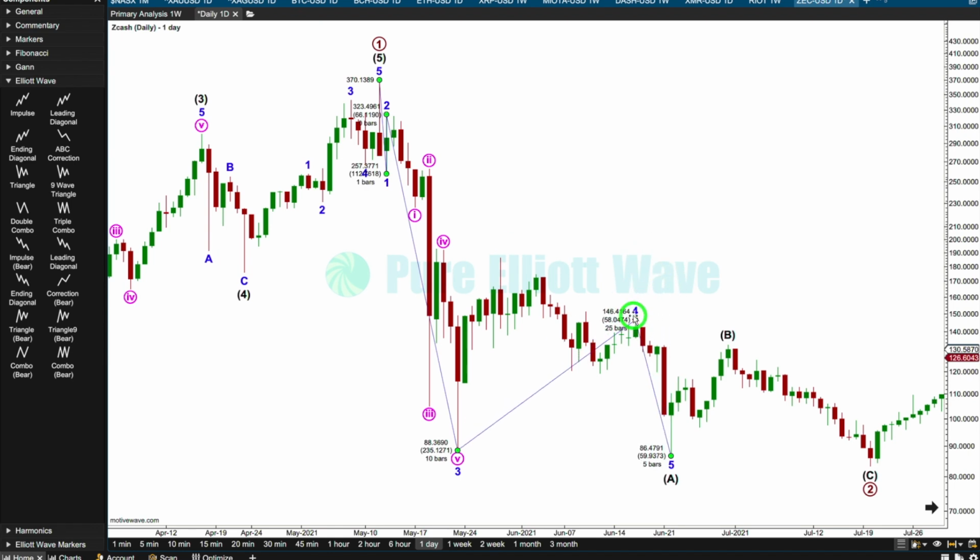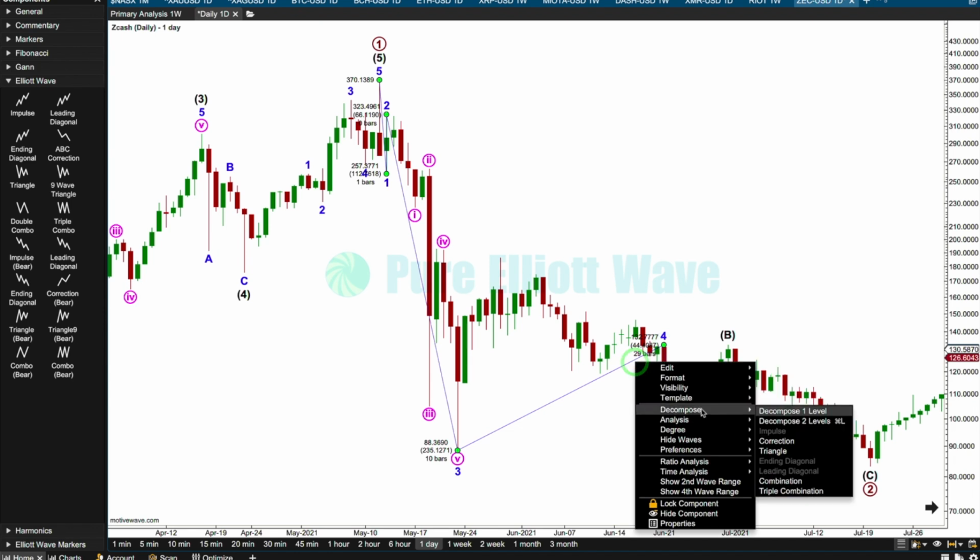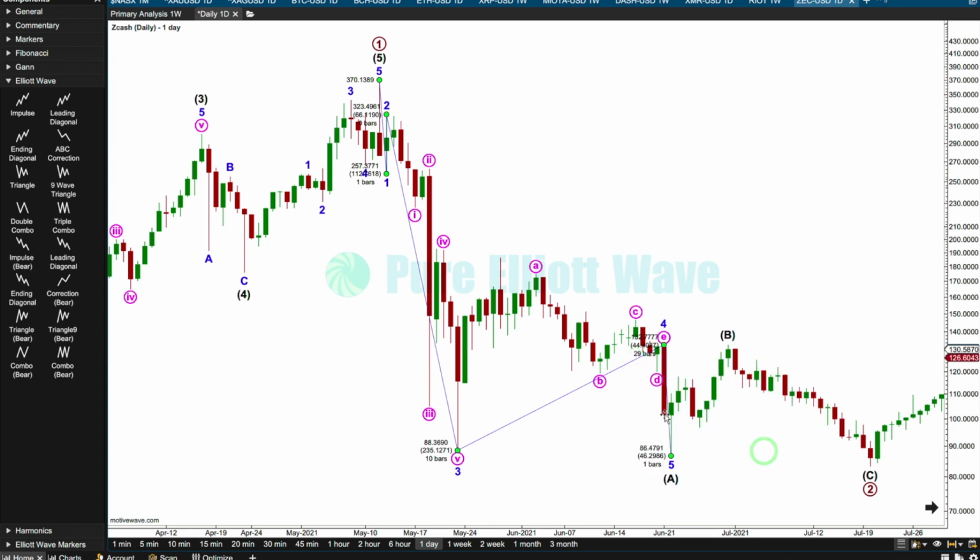Okay, is there ABs? No, that's not. Is 4 some kind of combination? Triangle? No. Well, I could force a triangle in here, but I think this is getting a bit ridiculous.